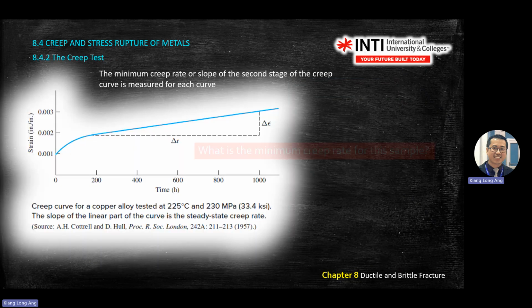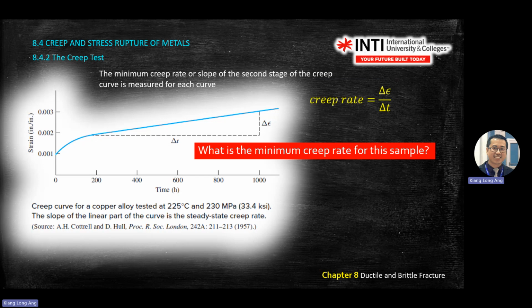So you watch lah. Then okay. So how to find the minimum creep rate for this sample? You take the gradient of this one, the gradient of this straight line, dy/dx. So dy is your strain versus time. This is a creep rate.